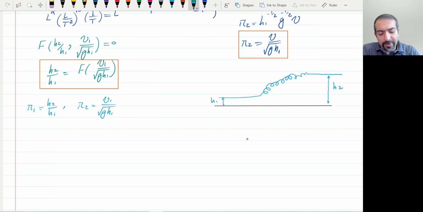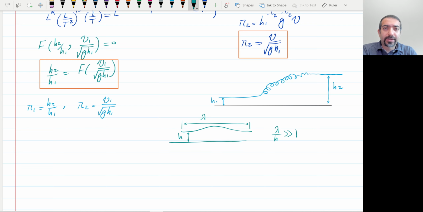But just for your information, if the ratio of the wavelength of a wave to the water depth is large, say this is lambda, this is h, if lambda over h is much greater than 1, right? This scenario is called shallow water. These are called shallow water waves. And the speed of propagation of, say, the crest of these waves is the square root of gh, right?